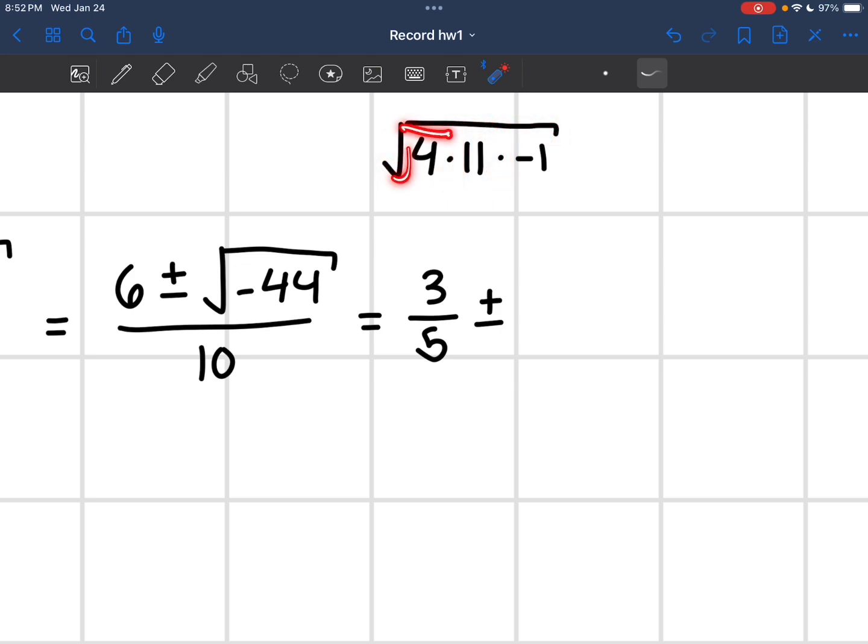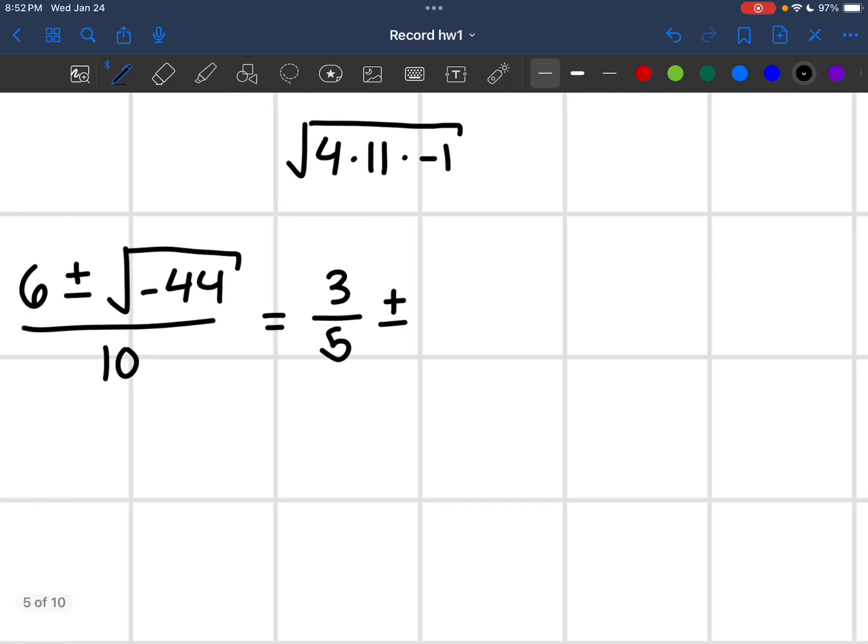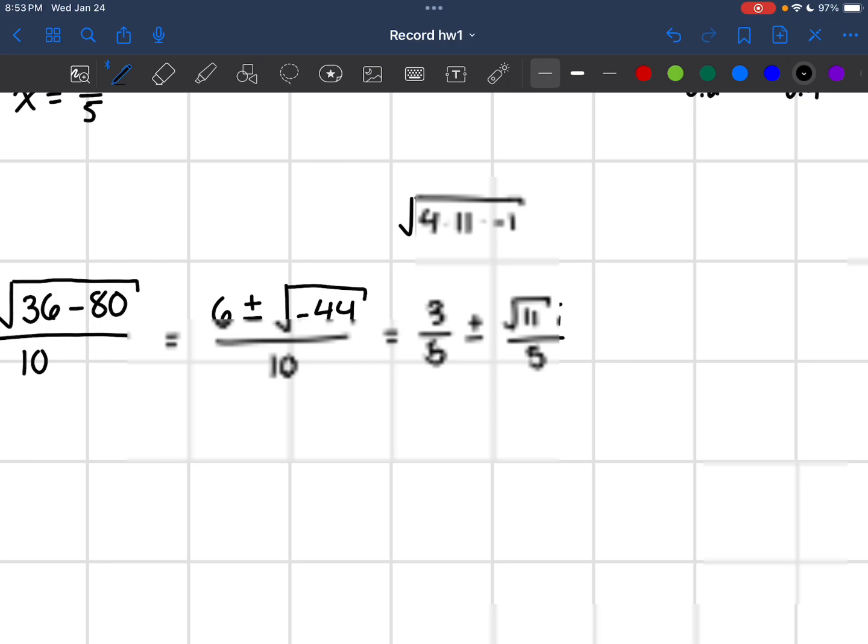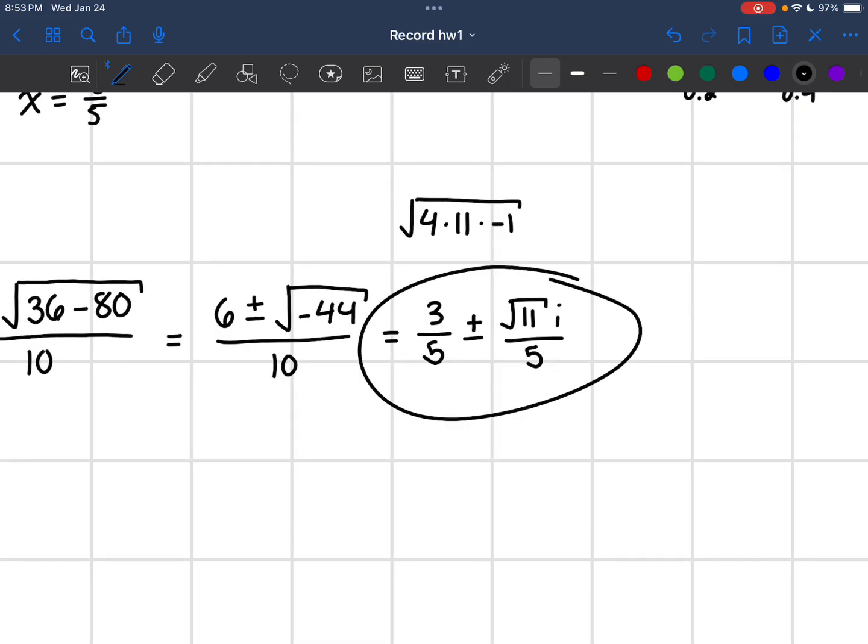So square root of 4, that's going to be 2. Well, in 2 over 10, that'll simplify down to 1/5. So I'll have square root of 11. Square root of negative 1 is i, an imaginary number. And there's my 1/5. So not the answer we were hoping for, right?